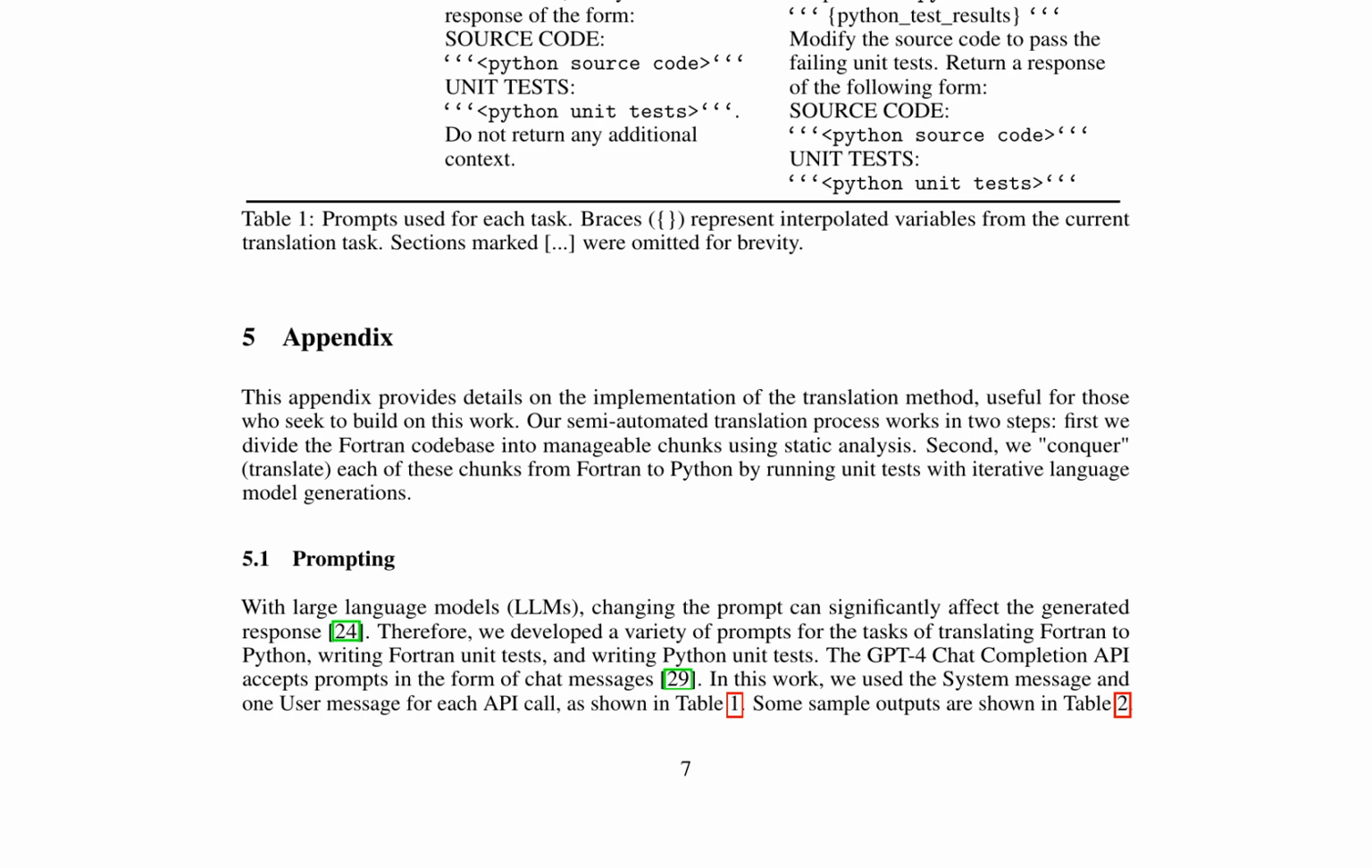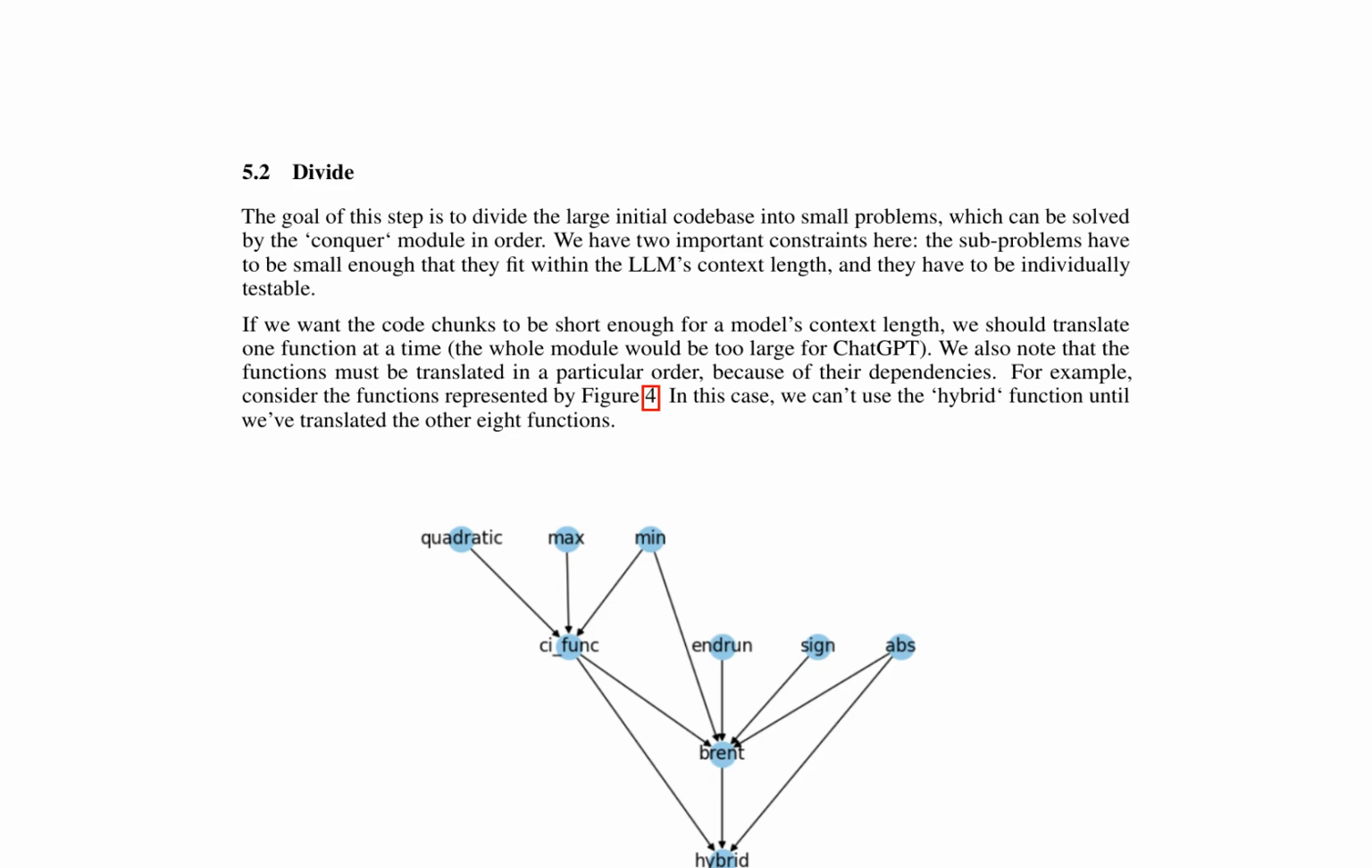The translation process uses a variety of prompts tailored to different tasks, including translating Fortran to Python, writing Fortran unit tests, and writing Python unit tests. These prompts are designed to elicit specific responses from the LLM, which can then be used to generate the desired output. The GPT-4 chat completion API is utilized for this purpose, accepting prompts in the form of chat messages.